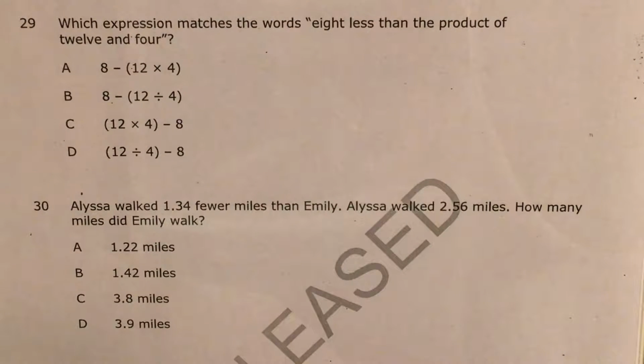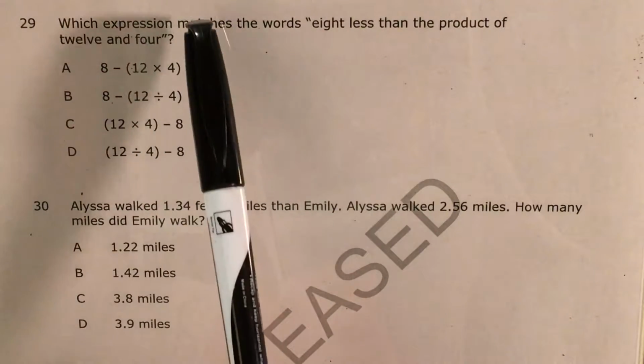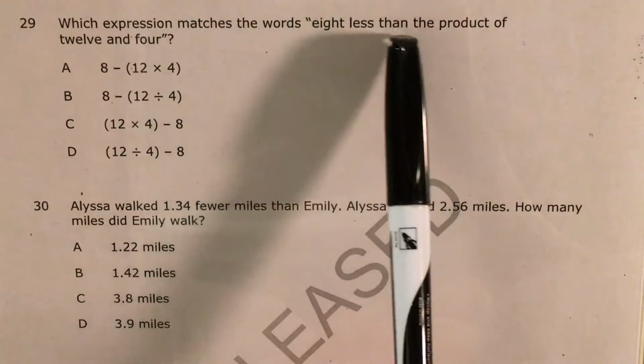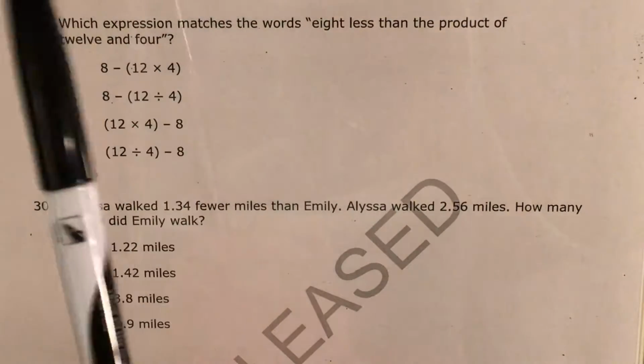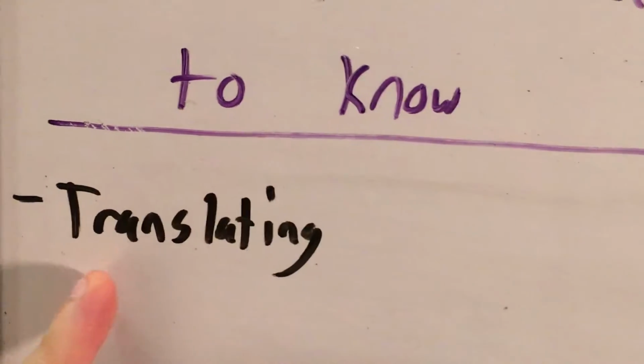This is Mr. W. Today we're going to tackle question 29 in the 5th grade math questions that North Carolina released this past school year. We can see that the question is asking us to find out which expression from our answer choices matches the words 8 less than the product of 12 and 4. Now this question deals with one skill, so for my what you need to know section, it's just translating.